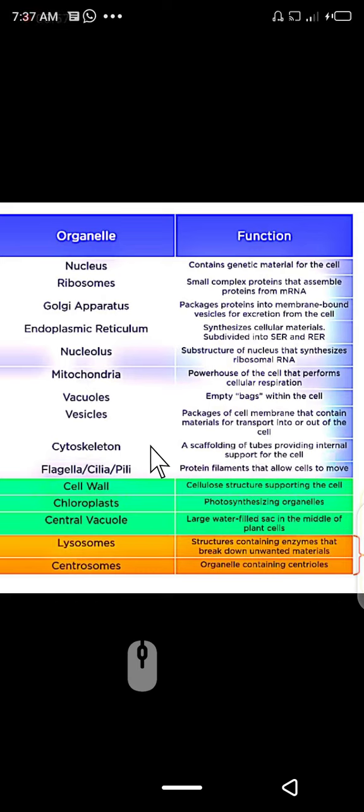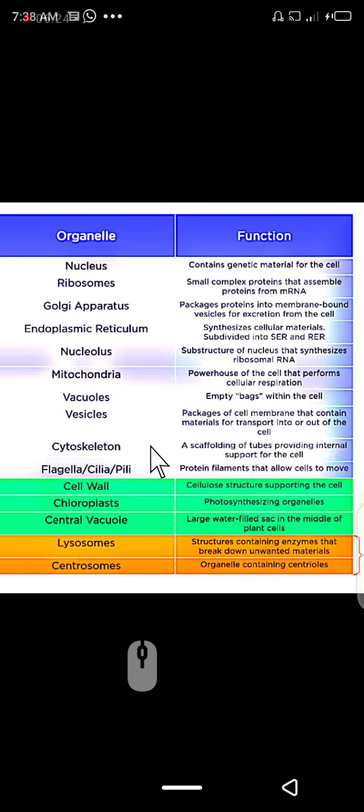Okay, so we have the mitochondrion, the powerhouse of the cell that performs cellular respiration. So it's the powerhouse of the cell. We have the vacuoles, the vesicles. These are empty bags within the cell.